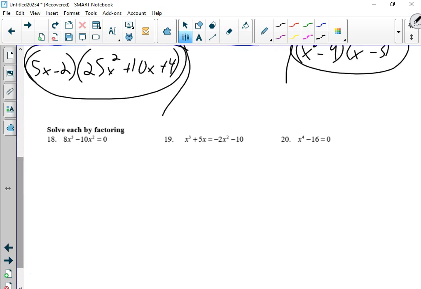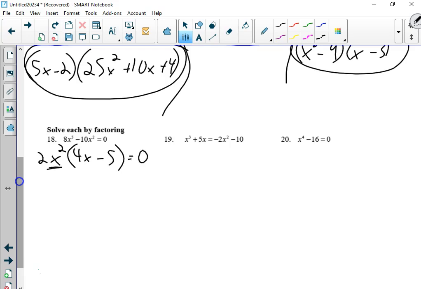Solve by factoring. Well, I only have two terms. It's not a difference of two squares. So maybe it will be after I take out a GCF. But that's all I can do. So I'm going to pull out a 2x squared. Then divide. That's going to give me 4x minus 5. I have no difference of two squares, so I'm ready to go.